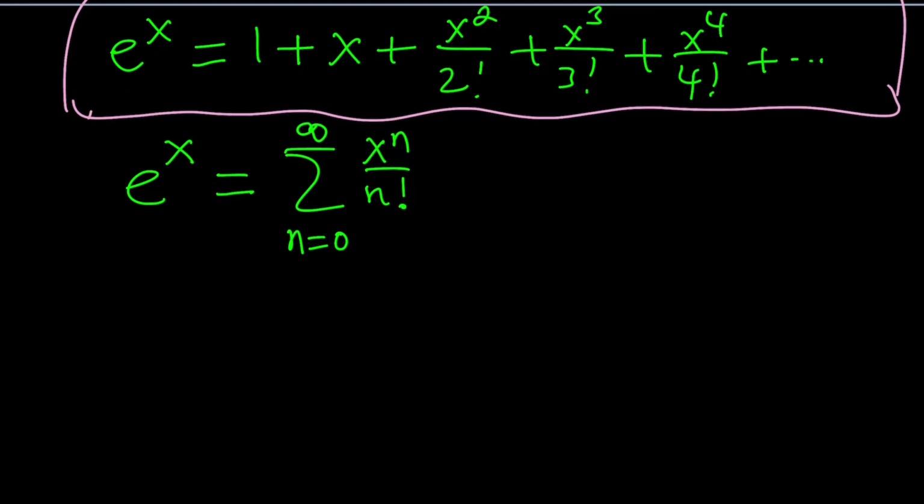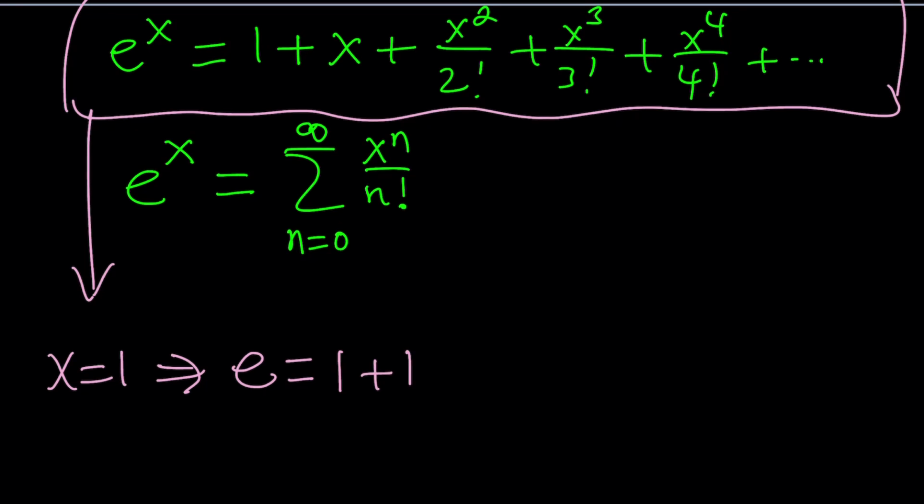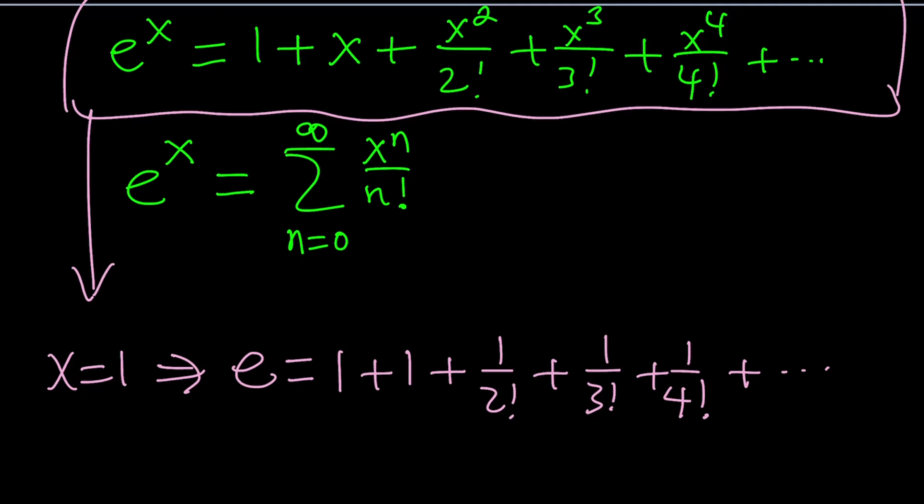Okay, let's see. So I'm going to go ahead and replace x with 1. That's going to give me e to the power 1, which is e. And e equals 1 plus 1. You know that it's greater than 2, right? 2.7 something. By the way, I only know a single digit after the decimal. Was it 2.72? Something like that. Anyway, it doesn't matter. And then this is 1 plus 1 plus 1 over 2 factorial plus 1 over 3 factorial plus 1 over 4 factorial, and so on and so forth. This will continue forever, right?